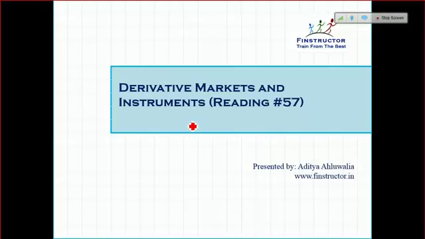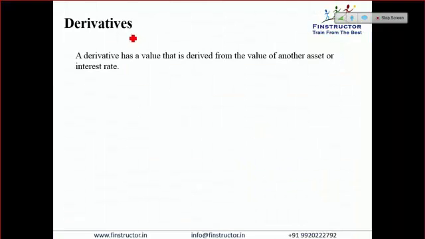So it's going to be relatively easy at level 1. However, it is important to understand the dynamics and the concepts here, not just for the exam at level 1, but also because it will be a good foundation for a lot of complex topics at level 2 and level 3. So a derivative, as the name suggests, is an instrument or a contract that derives its value from another asset, or from an interest rate, or from another instrument.